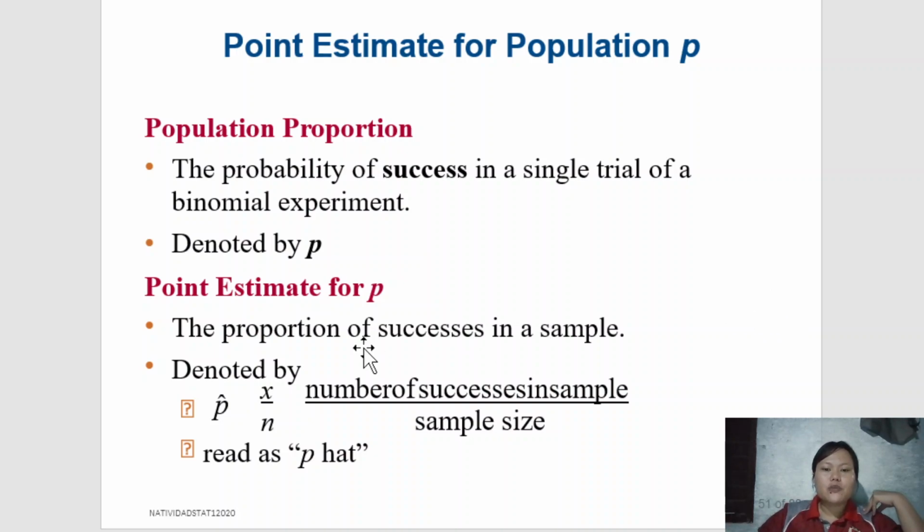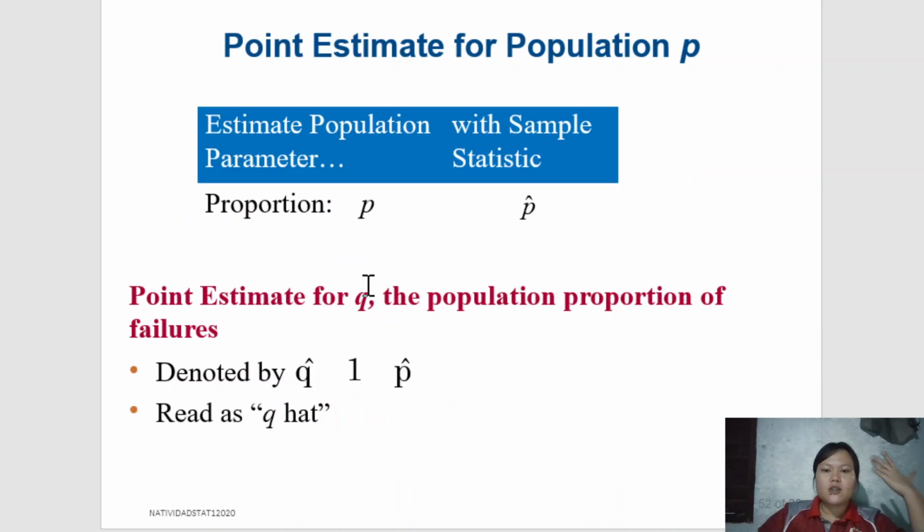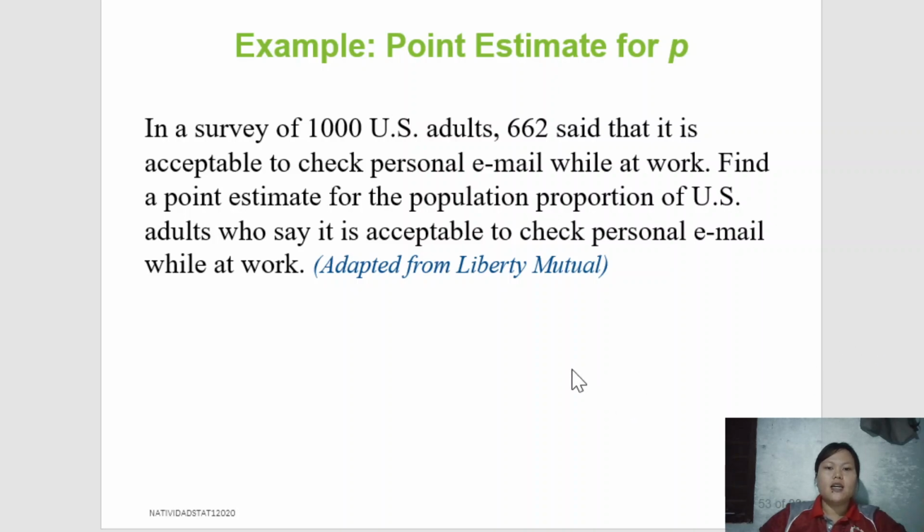So, for proportion, we are referring to p hat, which is equal to x over n, where x is the number of successes in the sample and n is the sample size. So, again, for point estimate for population, kung sa mean, ang point estimate ay sample mean, okay, ito naman si p hat ang ating point estimate. Okay, so for q hat, 1 minus p hat lang yan. Okay, so we have here the example.